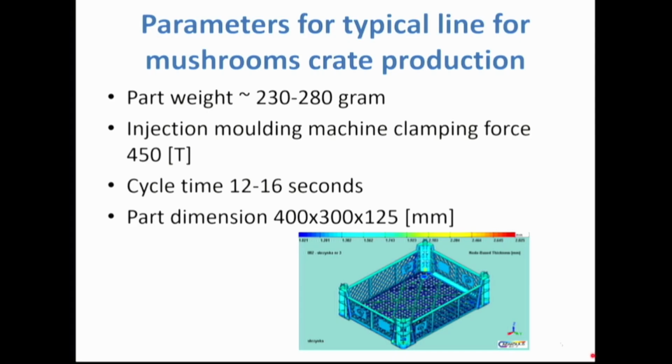So, and now a few words about the part and our case. So the mushroom crate part is a part that has a size of 400 by 300 by 125 millimeters. And normally, before we started a project in Poland, those parts had a weight between 230 and 180 grams, and all of those parts were produced on 450 ton machines in a typical cycle time between 12 and 16 seconds. So that was what we met on the market when we started to go into mushroom crate mold production roughly 8 years ago.